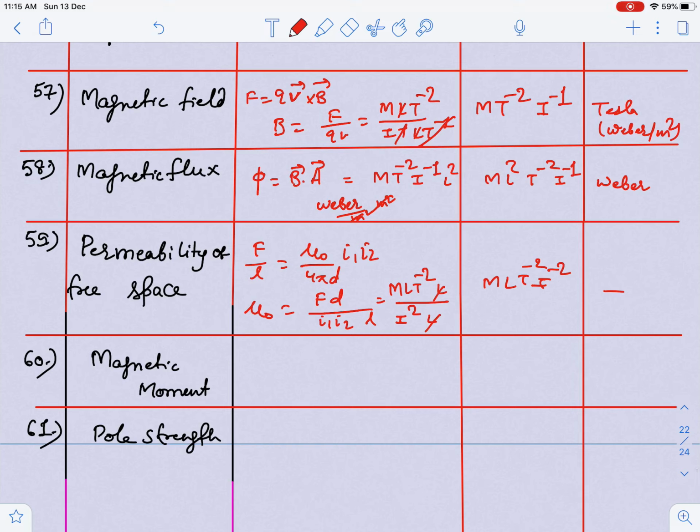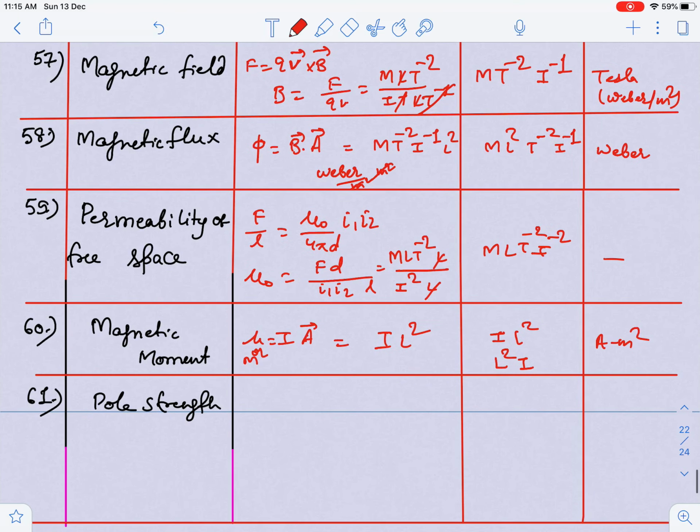Magnetic dipole moment is nothing but current into area. It is denoted by mu, or sometimes M also. So, guys, I is I and area is L square. So this is I L square, or L square I, both you can write. Unit is ampere meter square.